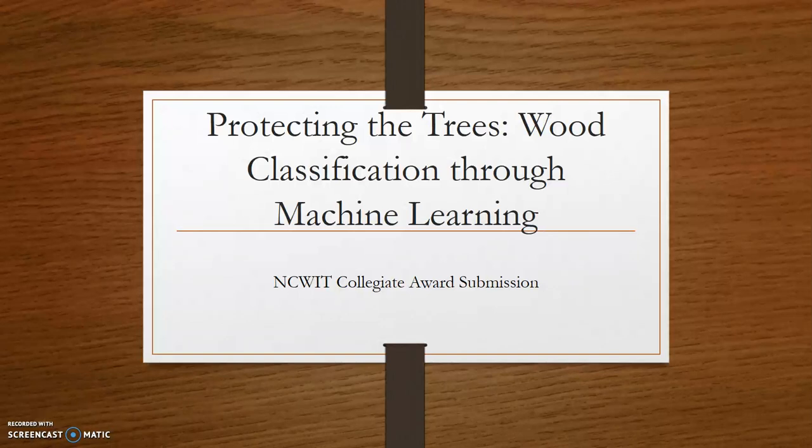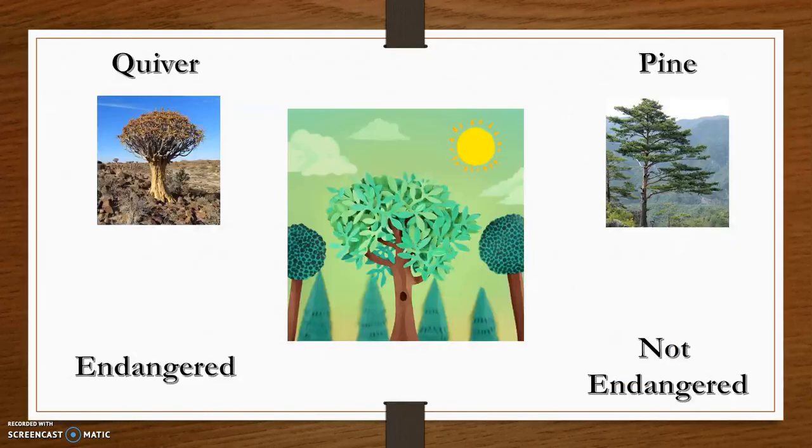My research project is entitled Protecting the Trees: Wood Classification Through Machine Learning. Across the globe, there are around 60,000 species of trees happily standing in whichever forest they call home. Some of these species are endangered, such as the quiver tree, and some are not, such as the pine tree.